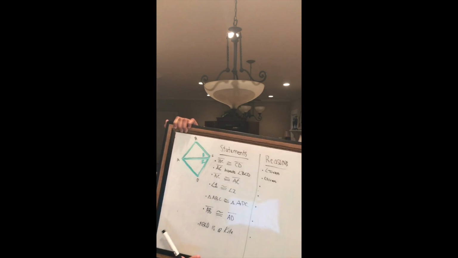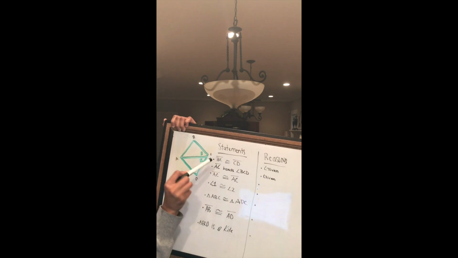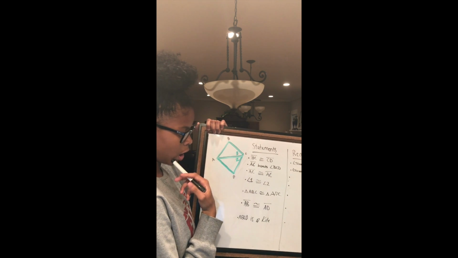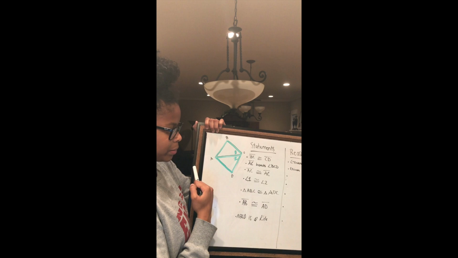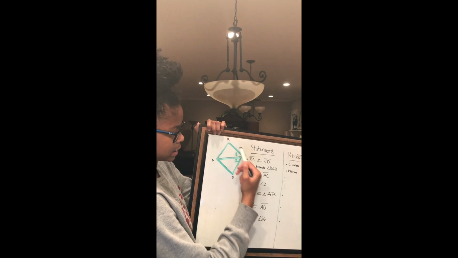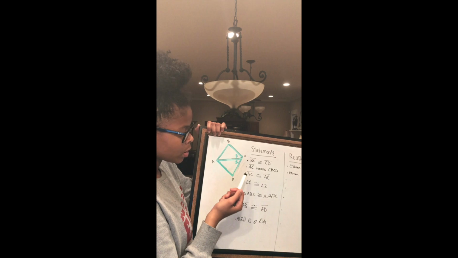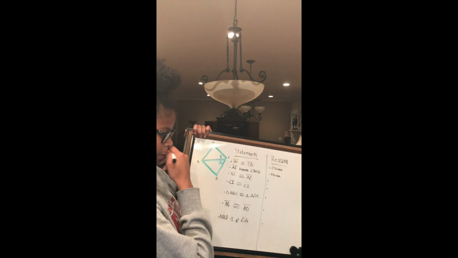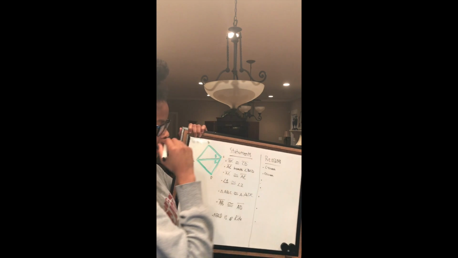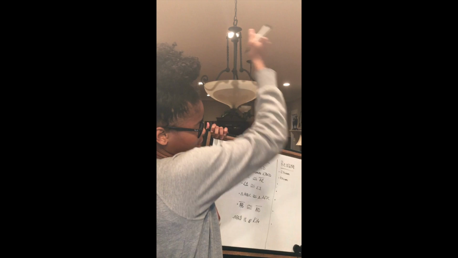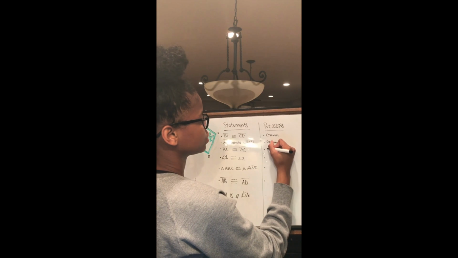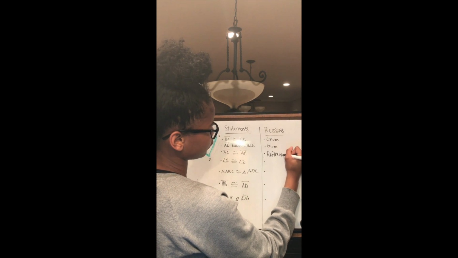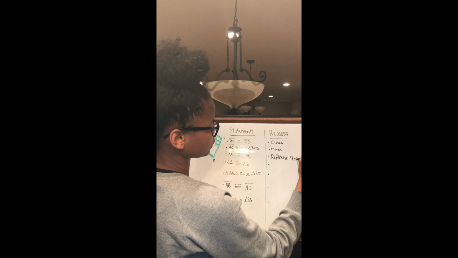So the first statement is line BC is congruent to line CD, and that was given. And also AC bisects angle BCD, and that's true because it was given. Then the next statement is that AC is congruent to AC, and that is true because of the reflexive property.